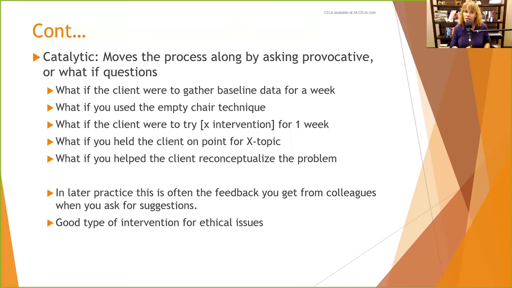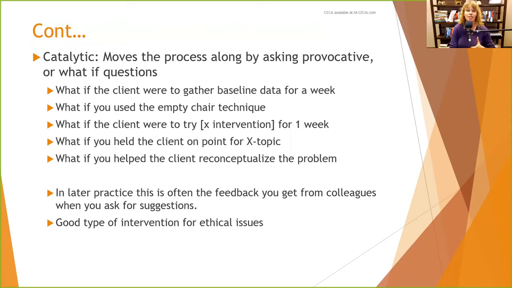So, you know, helping them start to see that they may be maintaining their own misery in some ways. In later practice, the what if, the catalytic stuff, is often the feedback you get from colleagues when you ask for suggestions. If you go in and say, I'm really hitting a wall with this client, this is what's going on, what would you do? They may give prescriptive suggestions, or more often than not, they say, well, I haven't worked with this client as much as you have, but what if you tried doing this?